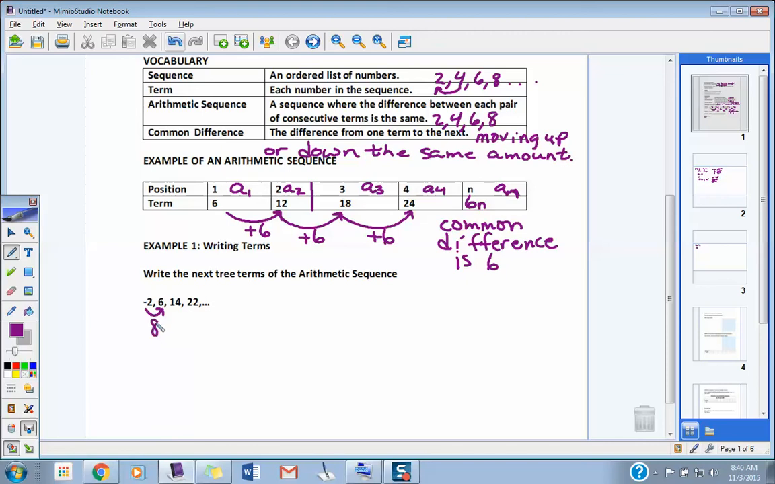8, right? 6 to 14 is up 8 more. 14 to 22 is 8 more. So what's the next term going to be? Okay, 8 more on to 22 would be 30. It says write the next 3 terms of the arithmetic sequence. What's after 30 then? 38. Everybody understand why? Just going up by how much each time? Going up by 8. And then after that, what have you got? 46. Okay.